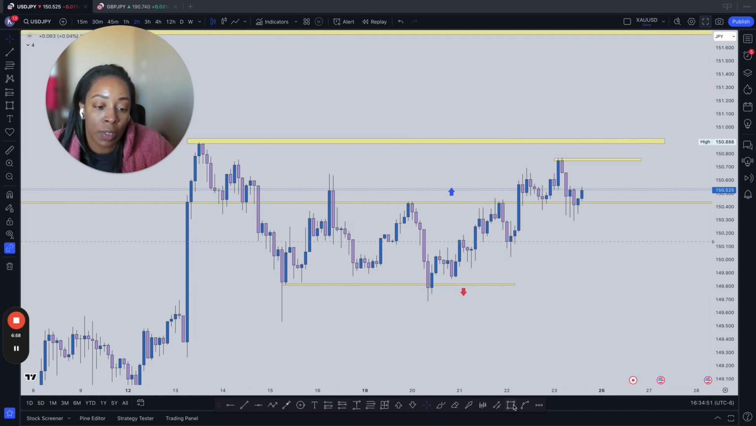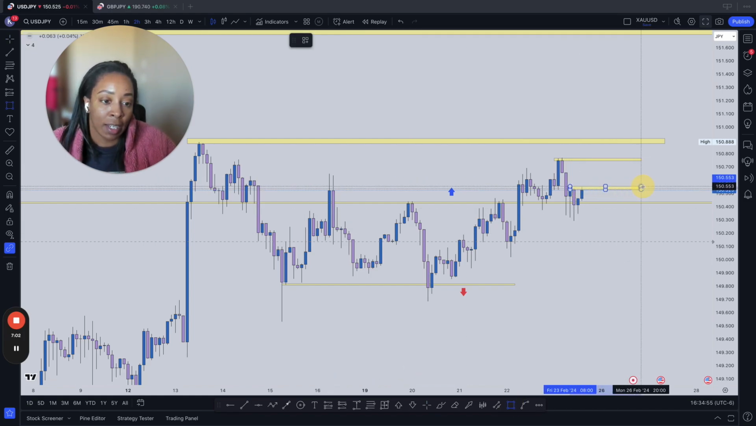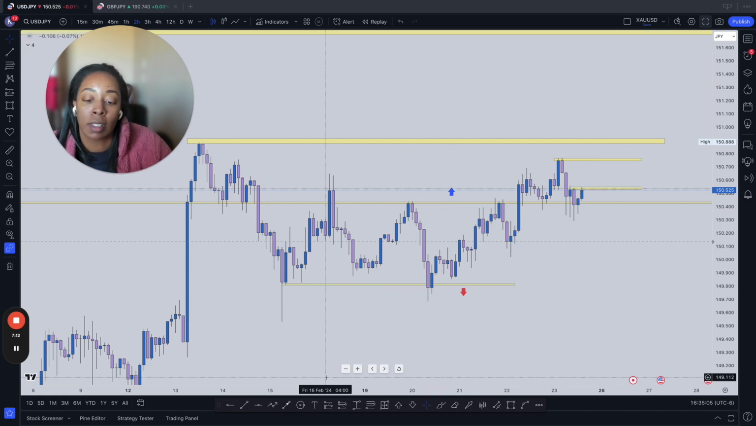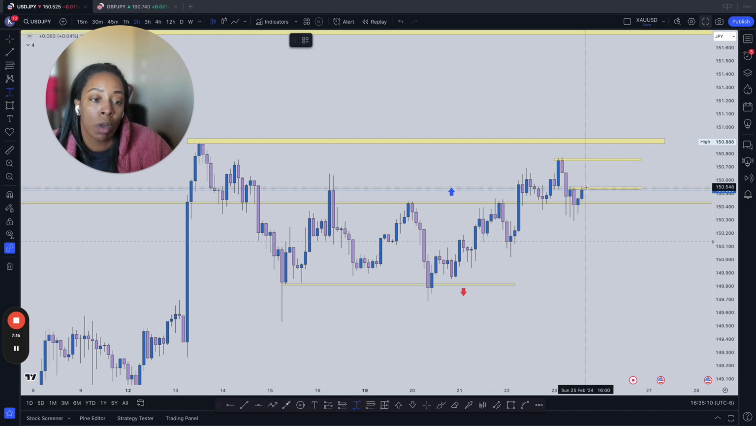So I also see a minor resistance right here. If price breaks up above and closes above this level, then more than likely I am taking the trade, just because it gives me a nice range. Let me find my range tool. So it gives me a nice range from about that level to here.